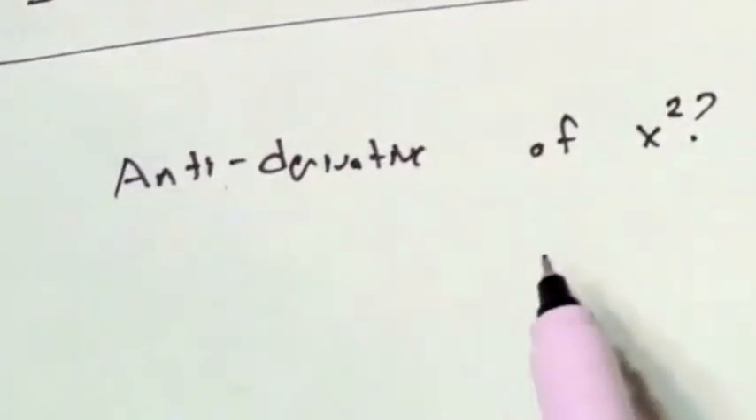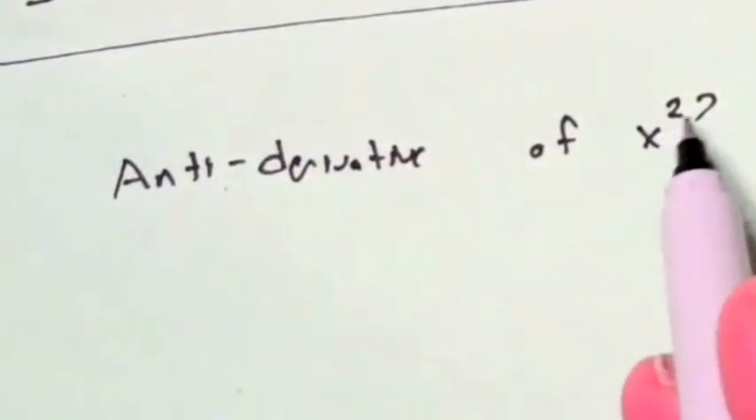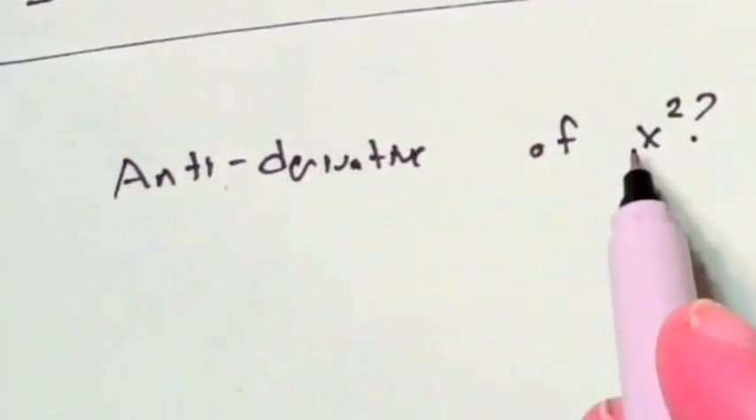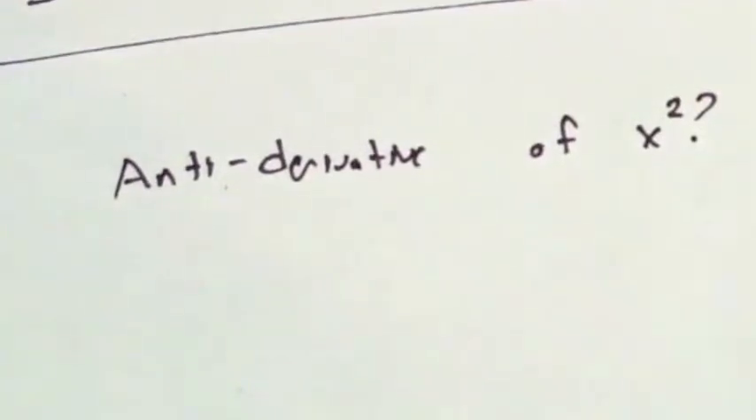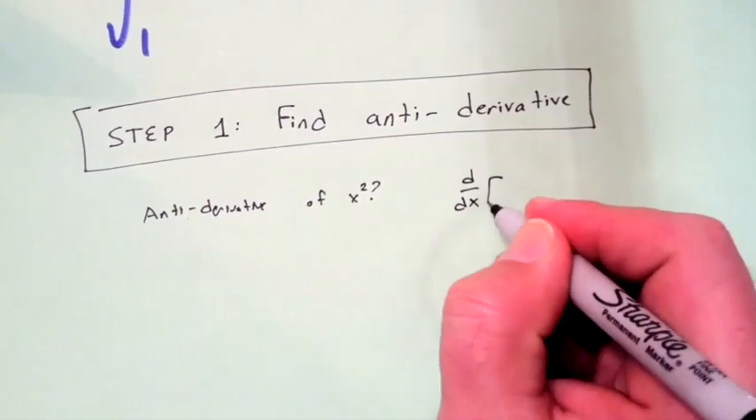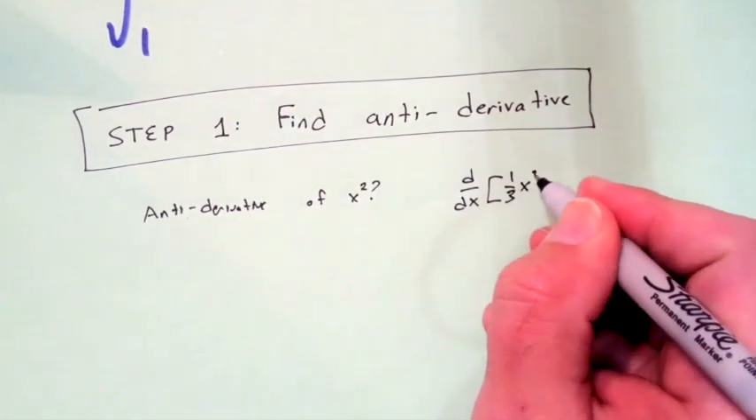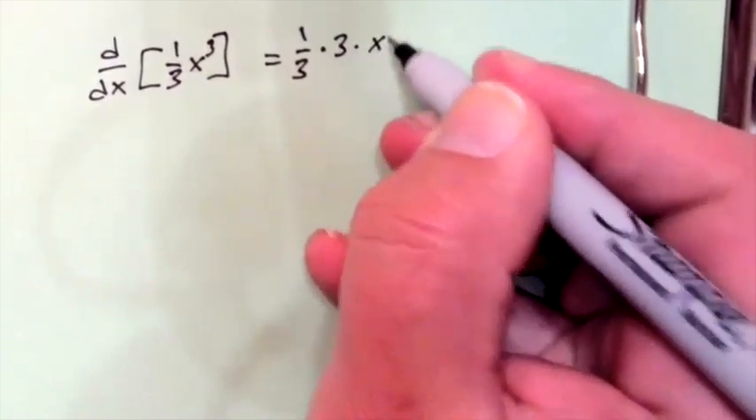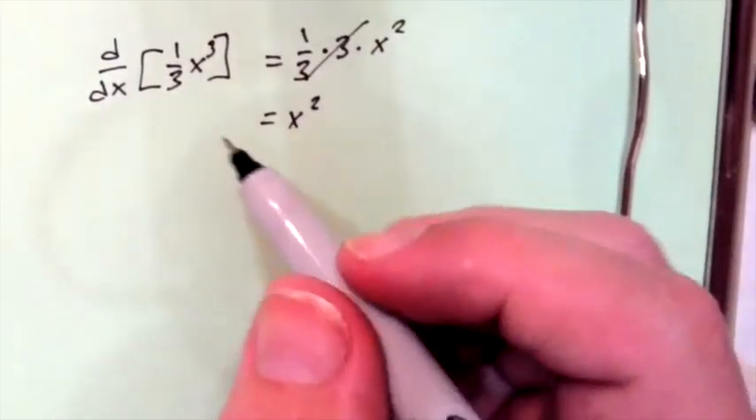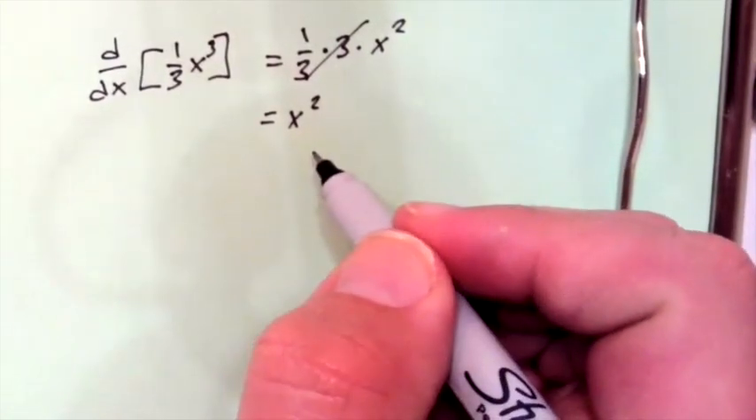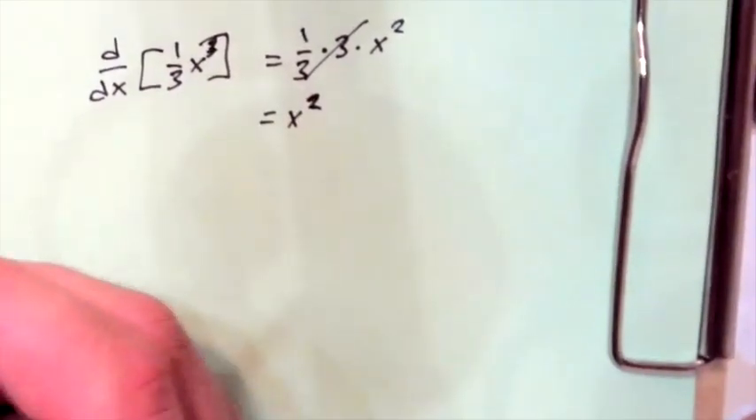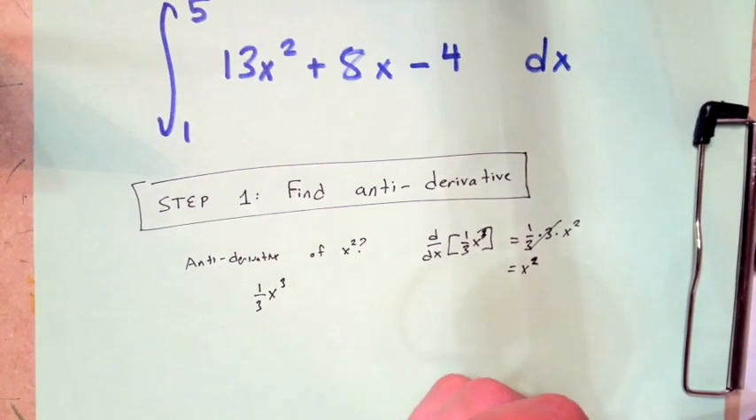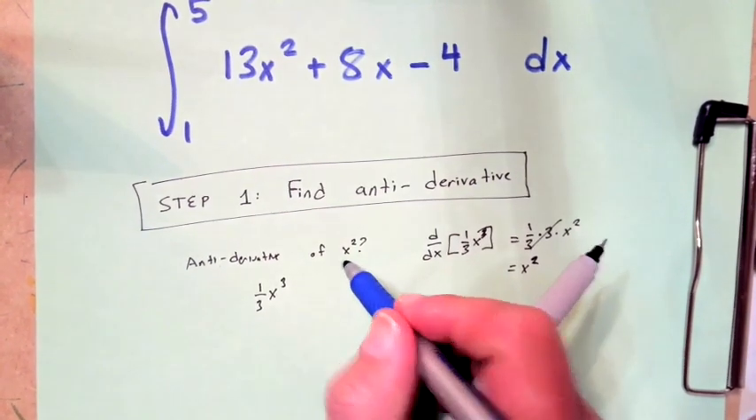If we think about how this works, in order to get a 2, we must start with a 3, and to cancel out that 3 when it would come down, we would need to multiply by 1/3. In other words, d by dx of 1/3 x cubed, if we check it out, is 1/3 times 3 times x squared, which is x squared. So if the derivative of 1/3 x cubed is x squared, then the antiderivative of x squared can be 1/3 x cubed.